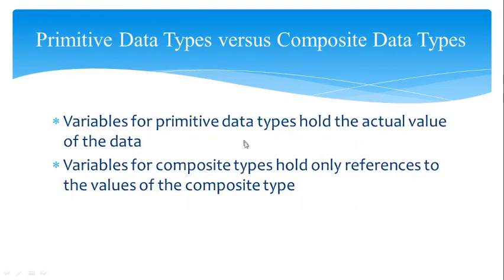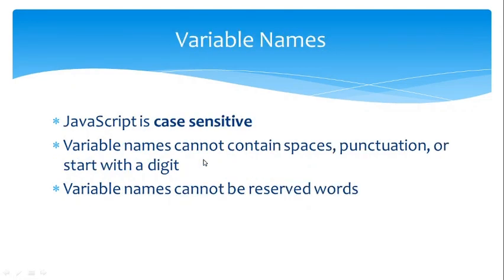Primitive data versus composite data type. Next is variable names. How will we give the variable name? The rule of the variable name is that it should be case sensitive. If you are writing in capital letters, you must use capital letters. If you are using small letters, you must use small letters. Whatever pattern you are taking, small letter, capital letter, mixing, you must call or access it the same way. So that is case sensitive.